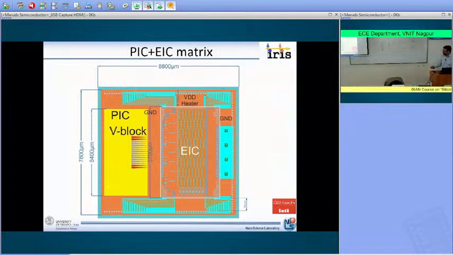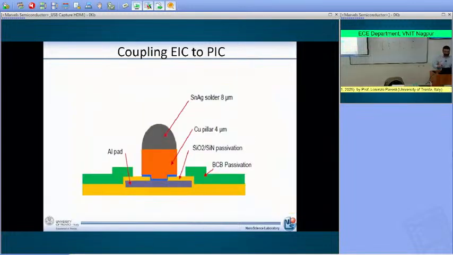And then you see that the metal wires touch the photonic integrated circuit, and then here you have electrical wires that take your input and output signal from here to the electronic integrated circuit. And in order to couple the electronic integrated circuit to the photonic integrated circuit, we use this technique that is called the technique based on the copper pillar.